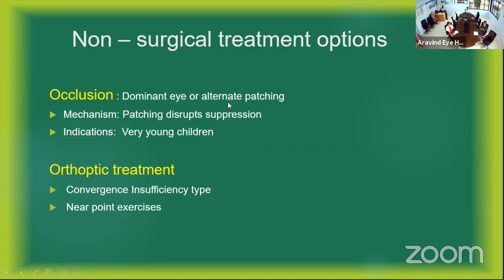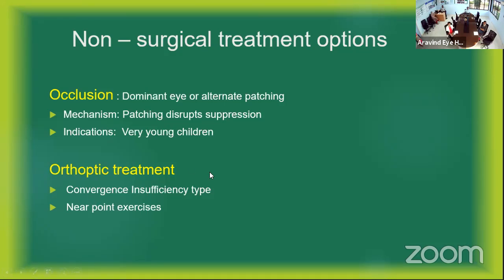It's usually indicated in very young children, say a 2-year-old or 3-year-old child who presents with intermittent exotropia. You need to have some treatment, and the parents also expect you to give some treatment. In those cases, you can advise occlusion, alternate eye patching, or if there is a dominant eye, you patch the dominant eye so that some improvement or control is maintained.